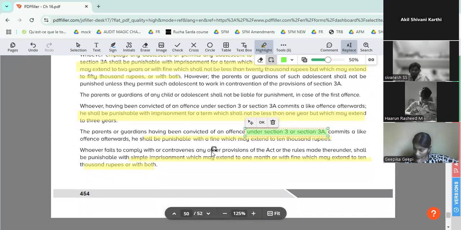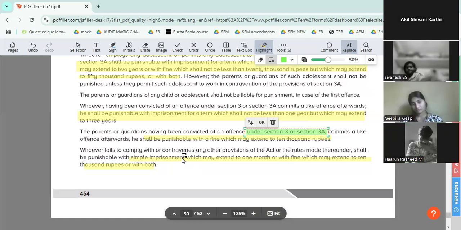Whoever fails to comply with or contravenes any other provisions of the Act or other rules made under it shall be punishable with simple imprisonment which may extend to 1 month or with fine which may extend to 10,000 rupees or with both. So for section 3, that is, if you are involved in child labor, or involved adolescents in hazardous occupations, the provisions you saw above will apply. Other than this, you may violate other provisions, that is, giving them too many working hours, giving overtime work, not maintaining registers, not giving notice. If you have contravened such other provisions, the punishment will be imprisonment of up to 1 month, fine up to 10,000 or both. Clear? In this particular act, they may ask you about penalties. So be very particular about which is the penalty of which section.